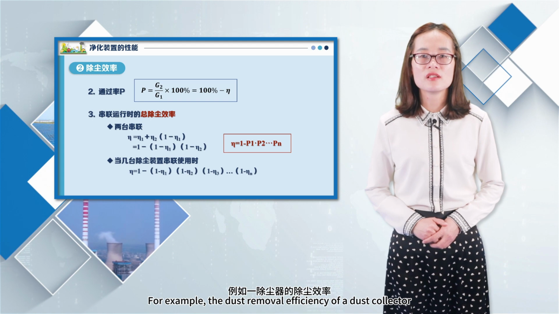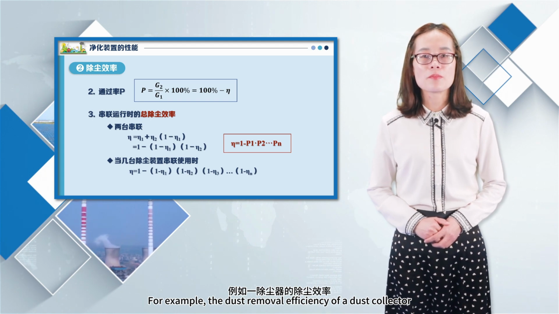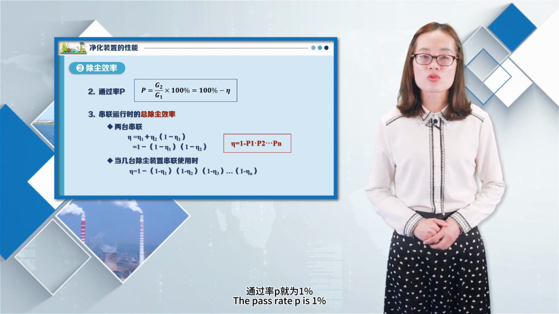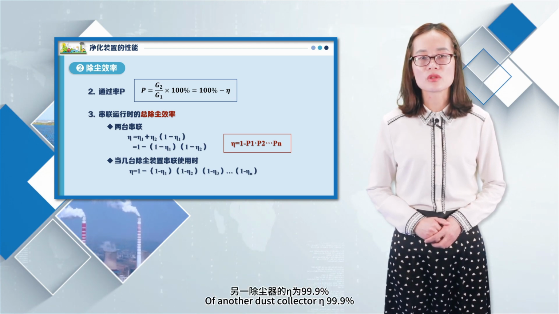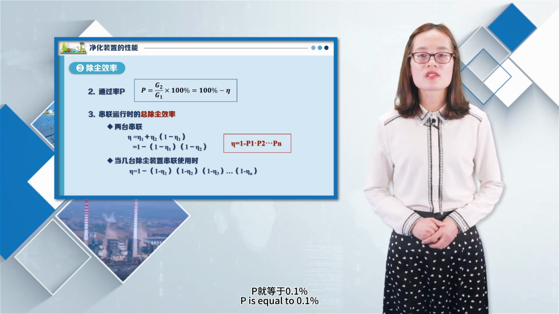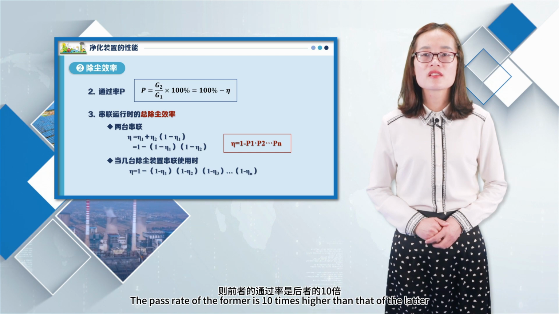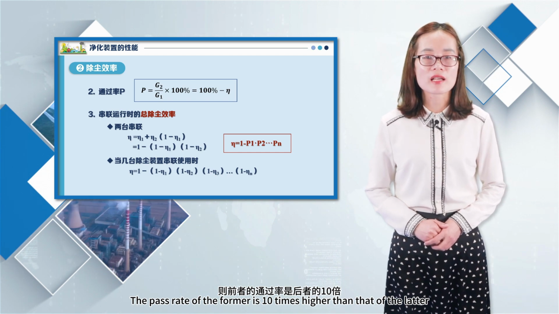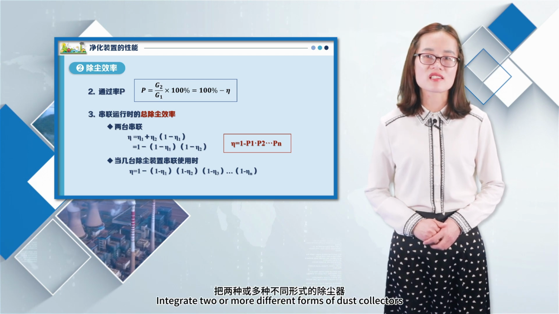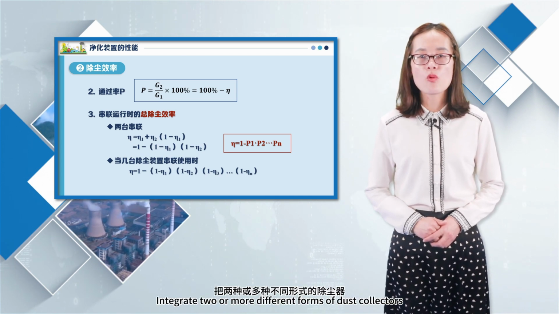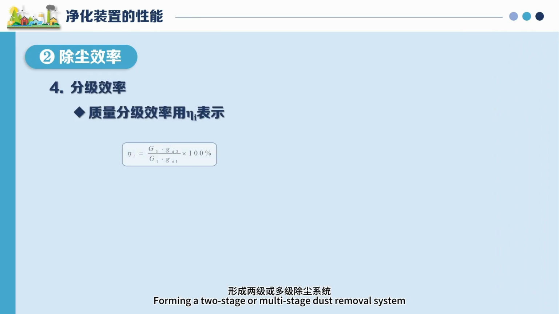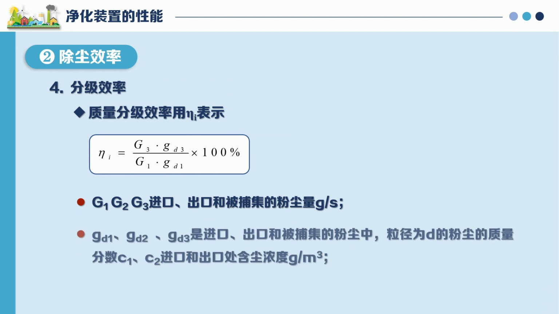For example, the dust removal efficiency of a dust collector ETA equal to 99%, the penetration rate P is 1%. Of another dust collector ETA 99.9%, P is equal to 0.1%. The penetration rate of the former is 10 times higher than that of the latter. In actual engineering, some needs integrate two or more different forms of dust collectors connected for use, forming a two-stage or multi-stage dust removal system.